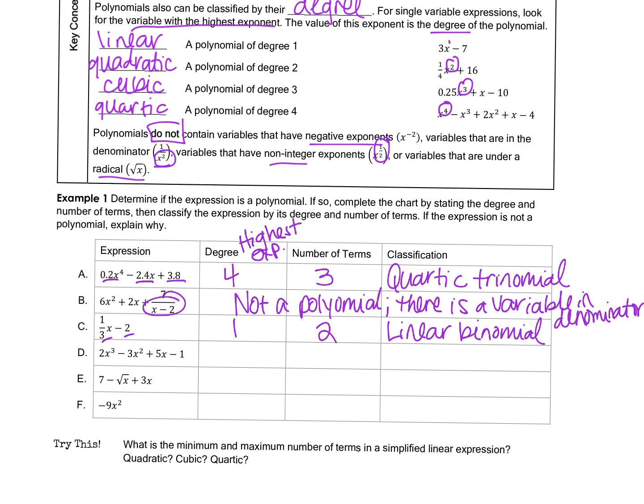Looking at the next one, notice the highest exponent is 3, so that's your degree. There's 1, 2, 3, 4 terms. Since my degree is 3, that is cubic. Since I have 4 terms, that's a polynomial. We'll just say cubic polynomial.